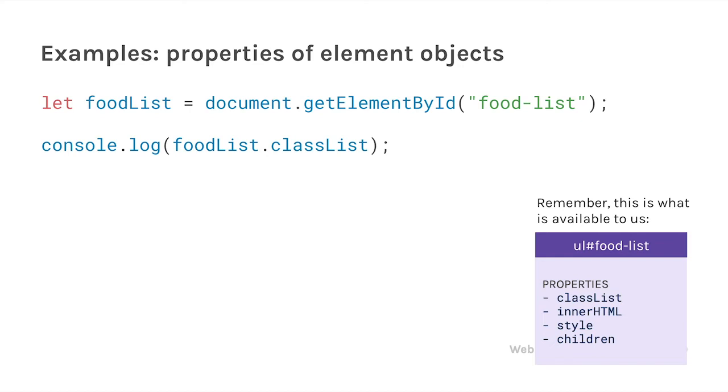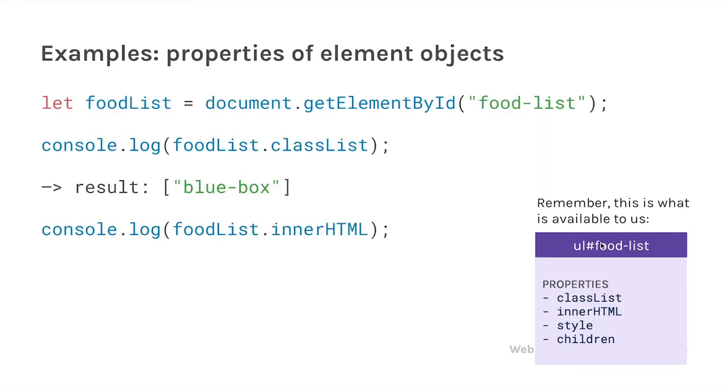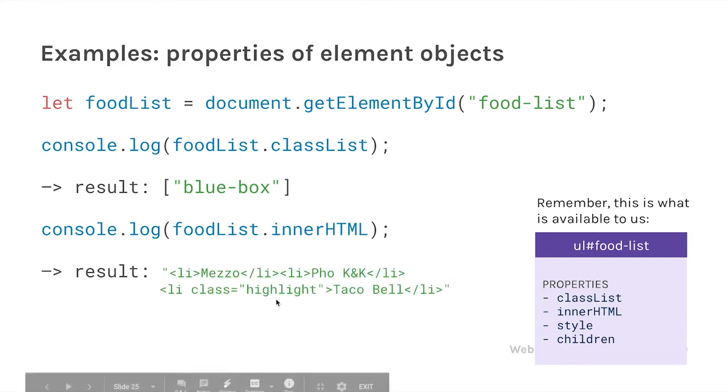If you want to look up more documentation on that, you can just look online. So the result would be blue box, because back in our HTML example, that's the CSS class that this HTML element has. So JavaScript can tell us that on the fly. And when we say foodList.innerHTML, innerHTML is the property that tells us the text that's inside the tag, and we'll get back this string that contains all of the HTML that's inside the tag.